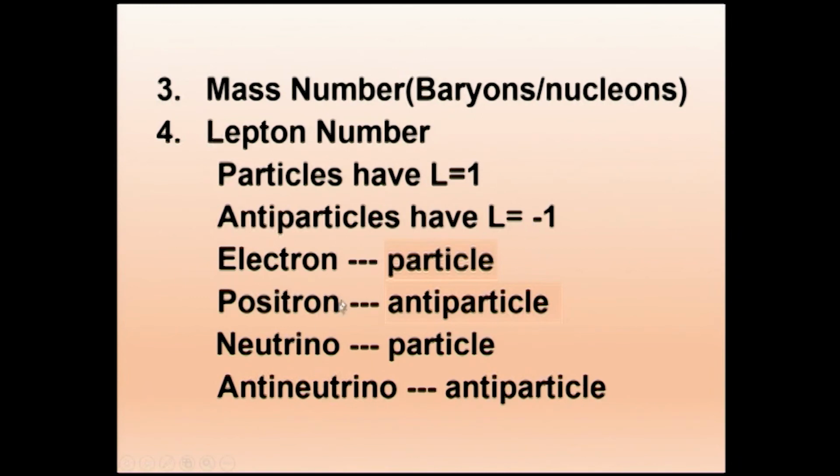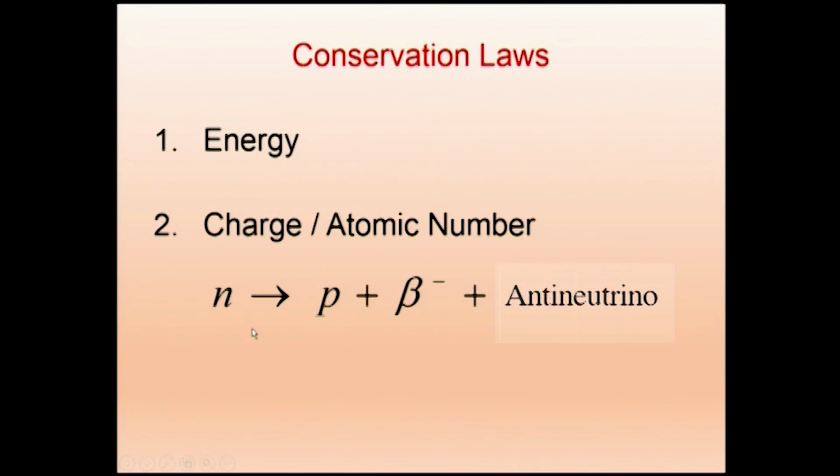Keeping this in mind, we will go back to this reaction. Here the lepton number is constant. The neutron is not a lepton, so the left side lepton number is 0. On the right side, the proton is not a lepton, so it is 0. We get a beta minus particle which has lepton number plus 1, and the antineutrino has minus 1. So plus 1 minus 1, the lepton number cancels: left side 0, right side plus 1 and minus 1, which is 0.